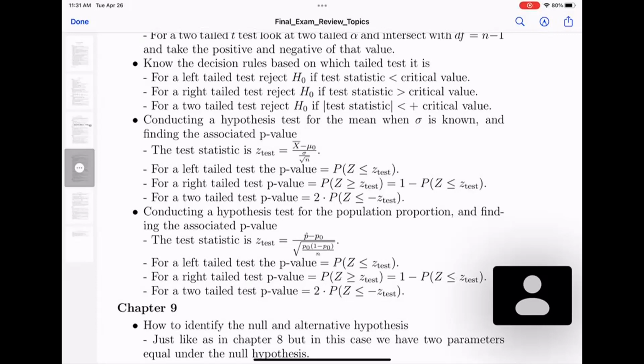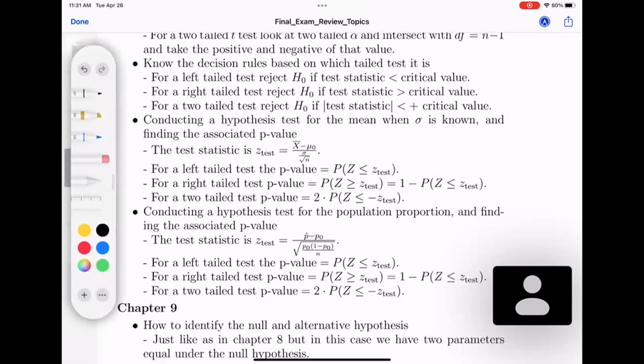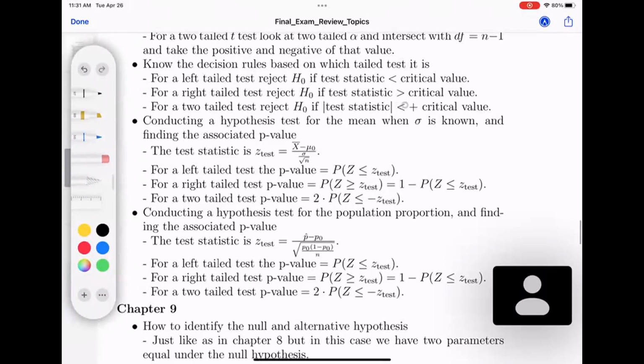For a right-tailed test, you're looking at a test statistic greater than the critical value. And then for a two-tailed, it's if you take the absolute value and that's greater, or dang it, that should be greater than the positive critical value, not less than. This here should be greater than.